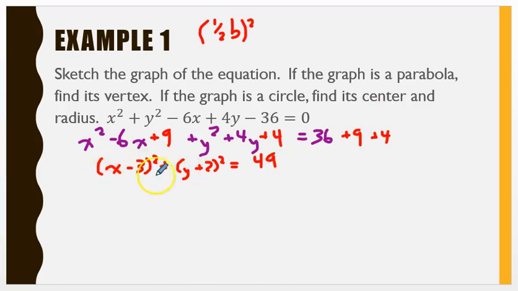So at this point, you can compare this to the equation of a circle that I gave you earlier, the standard form. So when they said if it's a circle, find its center and radius, well, now I can see that the center is going to be, don't forget to change the signs, 3, comma, -2. And the radius is the square root of the number on the other side. So the square root of 49 is just 7.